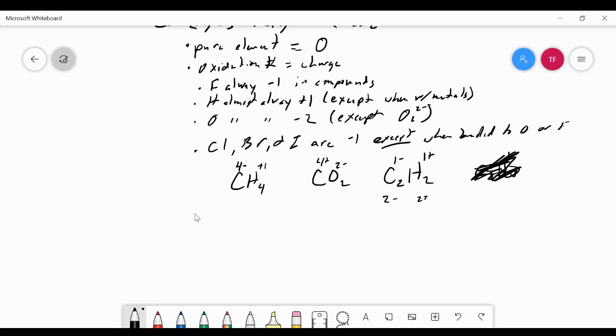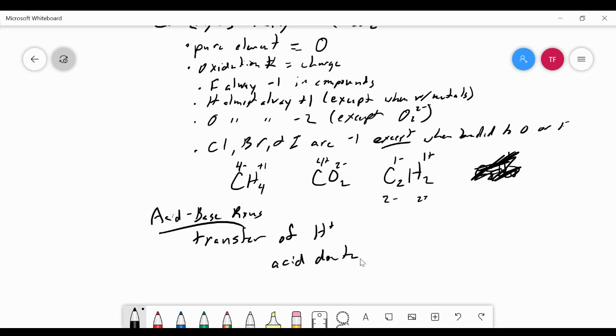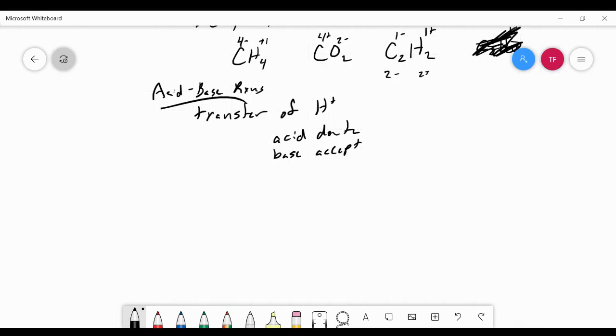Okay, so let's go on to our next topic, which is acid-base reactions. So we've talked about acid-base reactions quite a bit recently, but just a reminder, in an acid-base reaction, there's a transfer of protons, either one or more protons. Acids donate protons, and bases accept protons. I am not going to do a lot of practice here just because we've talked about them a lot, but acid-base reactions transfer protons.